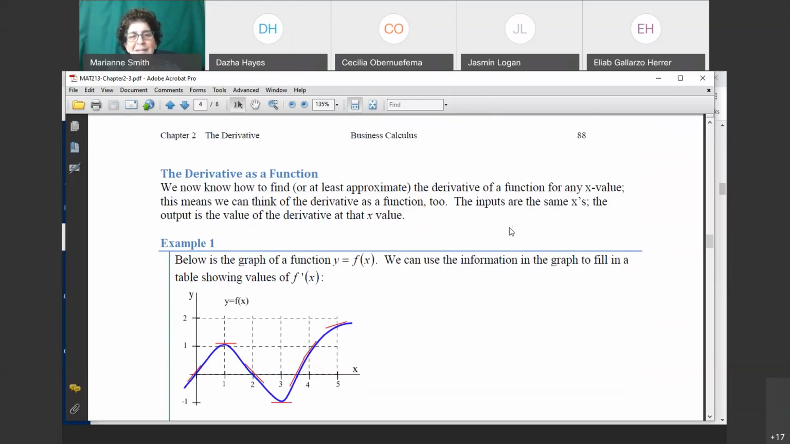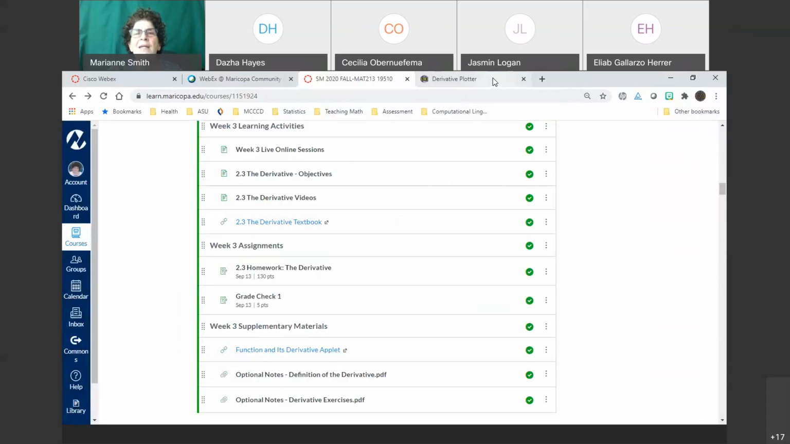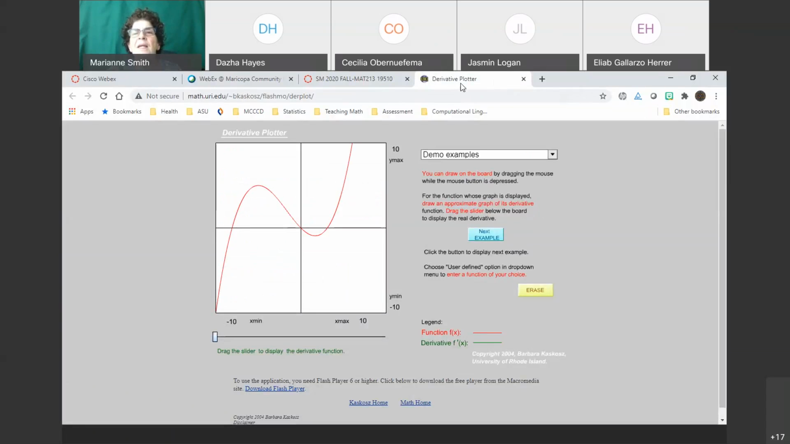I have an app that's going to show you this, okay? So I'm going to come back to this, but I want to go back to the app that I shared in my browser. So I'm going to minimize the notes here, and then I'm going to go back to derivative plotter. Can everybody see the derivative plotter? And this is the thing you have a link to. See the derivative plotter? All right, good.